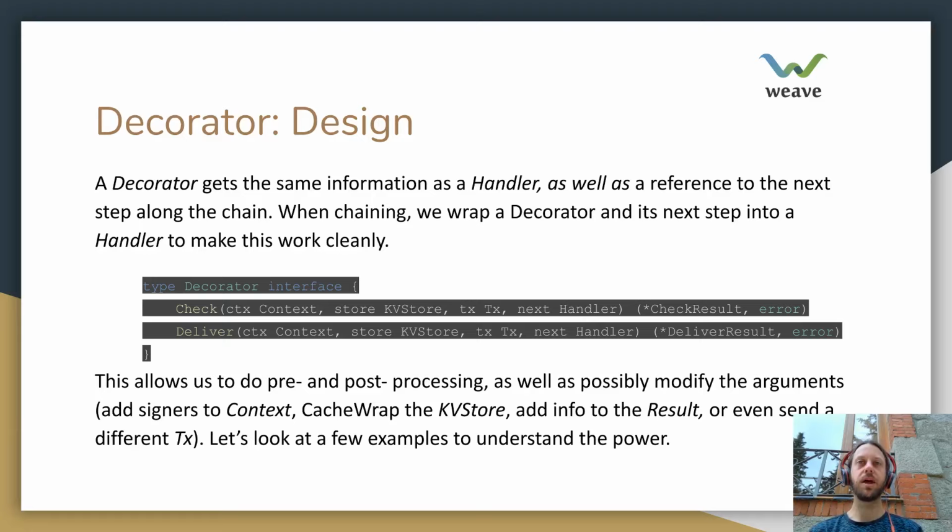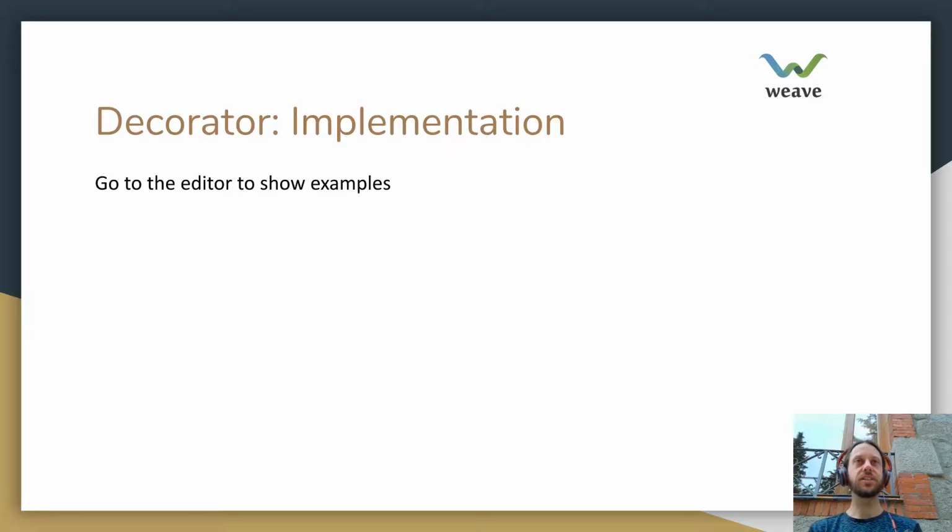That again was inspired by Negroni architecture. You should check it out. It's a very nice middleware package for Golang HTTP servers. This allows us to do pre and post processing, as well as modifying the arguments, adding signers to the context or changing the KV store. So let's look at a few examples to understand the power of this, and go to implementation.